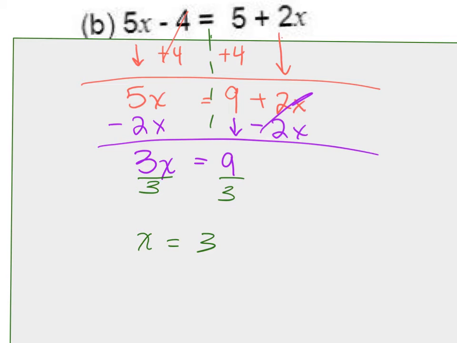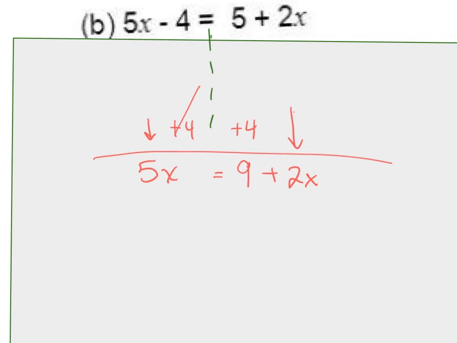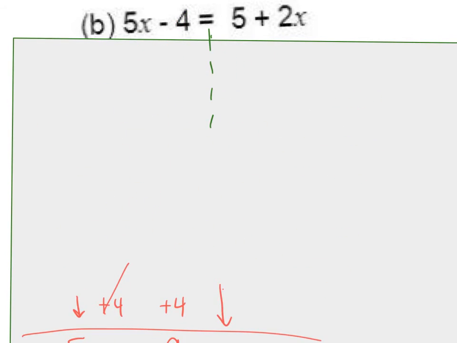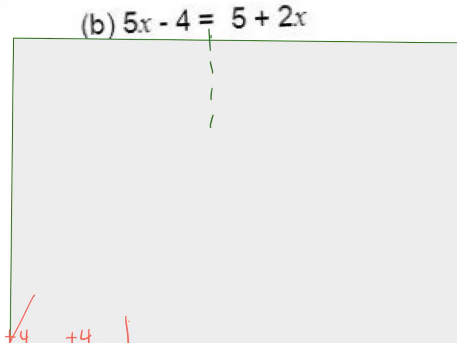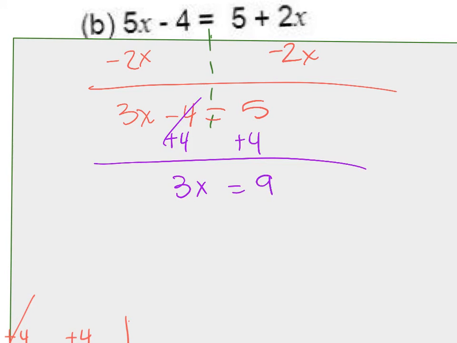Some of you guys may have looked at it and said, well, instead of bringing over the 4 first, some of you may have decided, oh, I am going to bring the x's all together first. So I'm going to minus 2x, minus 2x. 3x minus 4 is equal to 5. Then some of you at this point would have added 4, and you would have gotten 3x is equal to 9, and then you divide by 3, and you still get the same answer.